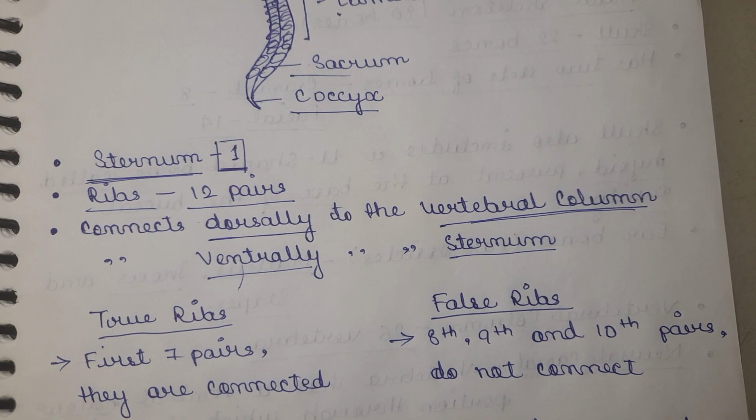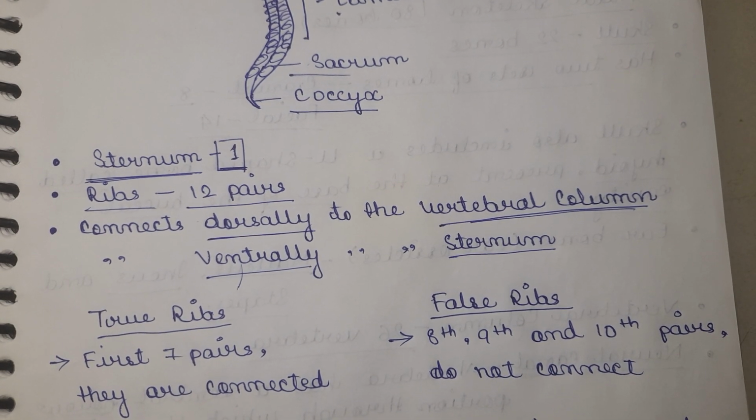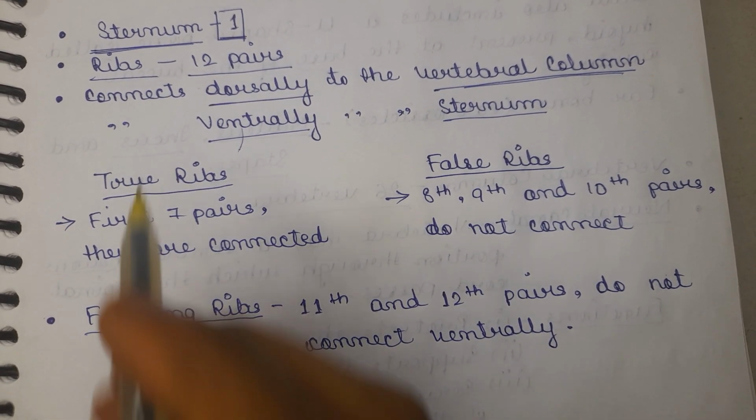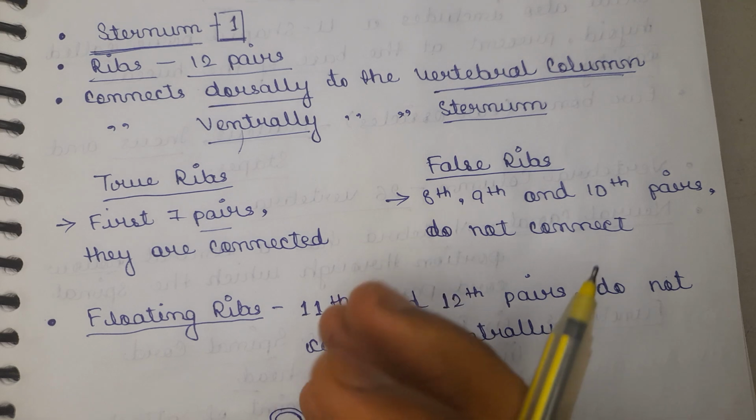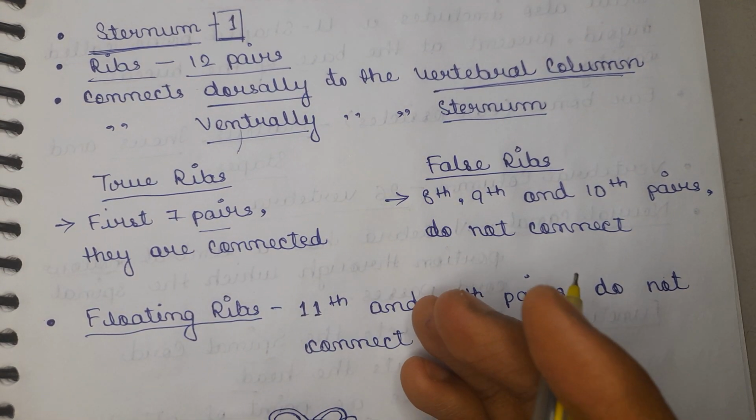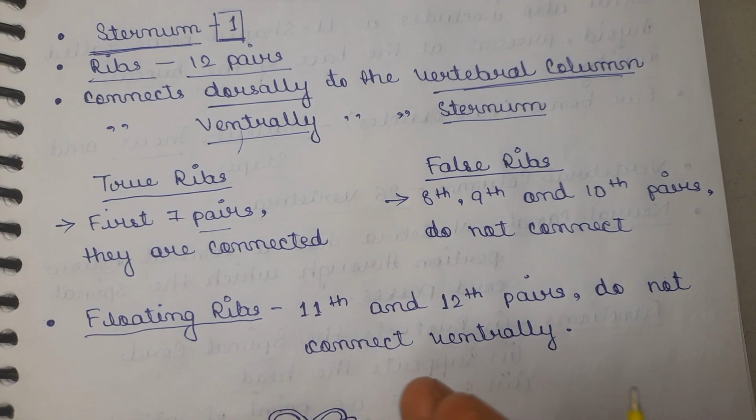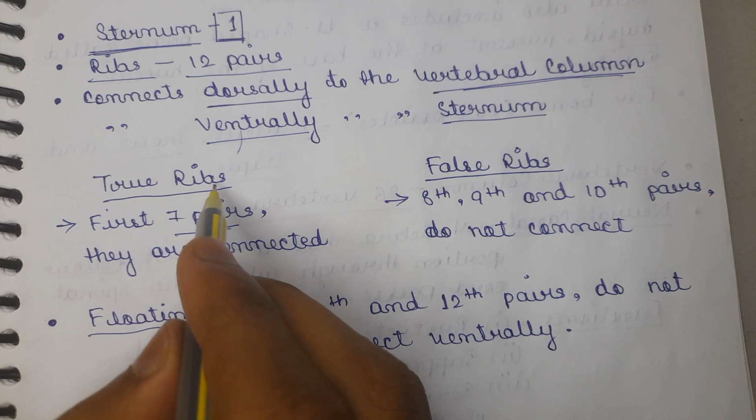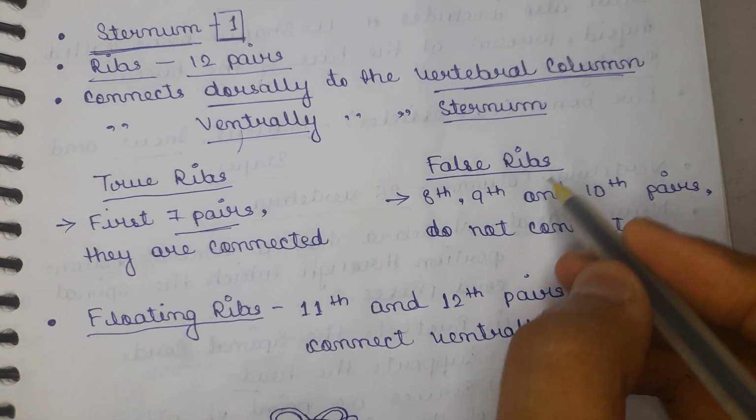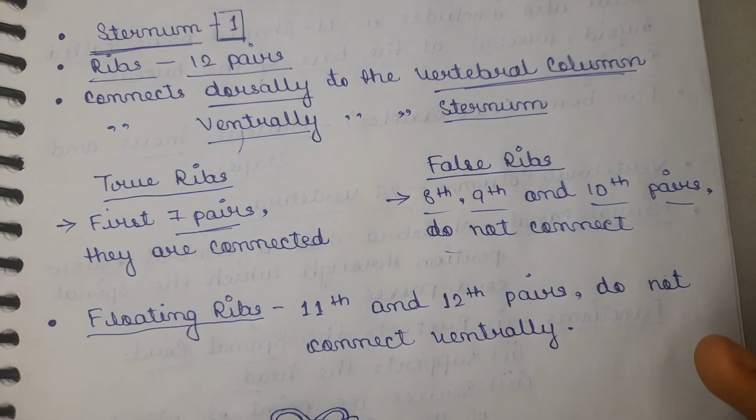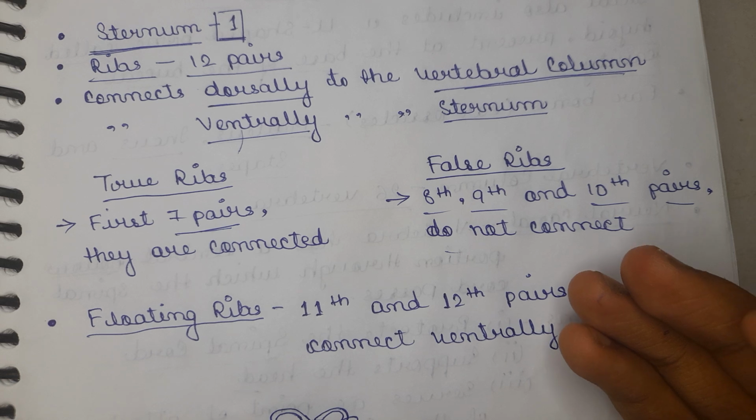Now the next topic is the true ribs and the false ribs. We already know there are 12 pairs of ribs. The first 7 pairs are connected both dorsally and ventrally to the vertebra and the sternum respectively by hyaline cartilage. These first 7 pairs are the true ribs, whereas the false ribs are the 8th, 9th and 10th pairs. They do not connect with the sternum directly but connect indirectly through the 7th ribs.